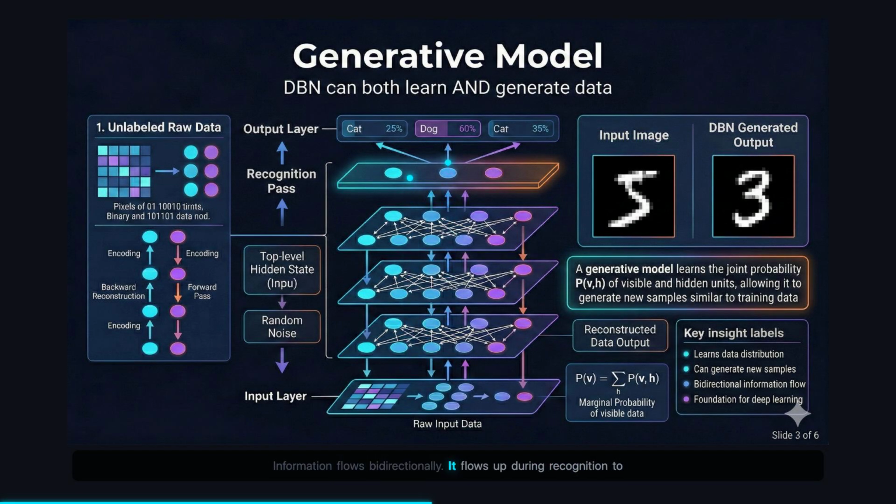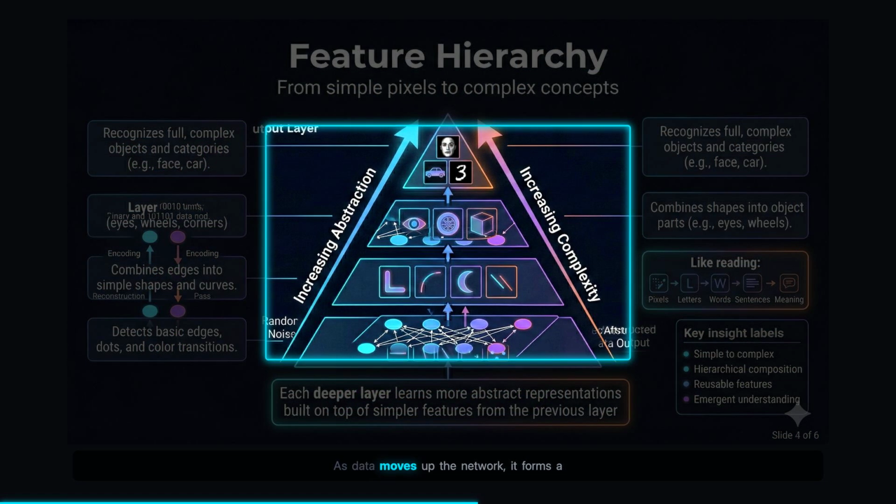Information flows bidirectionally. It flows up during recognition to classify an image, and it flows down during generation to hallucinate new data. As data moves up the network, it forms a feature hierarchy. Each deeper layer learns increasingly abstract representations, built directly on top of the simpler features extracted by the previous layer.